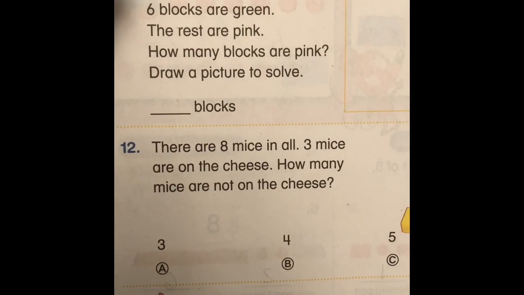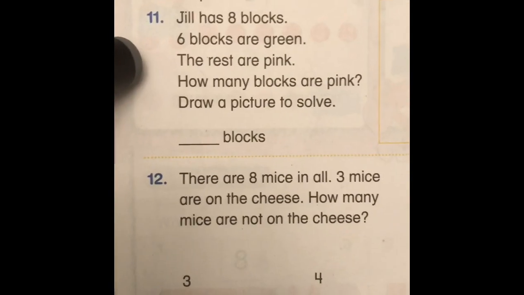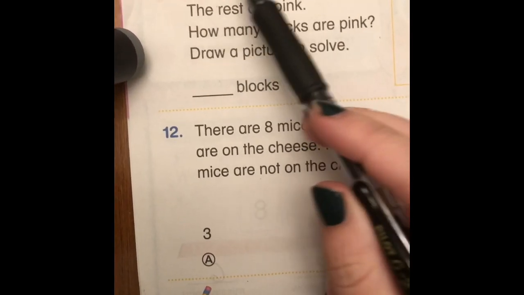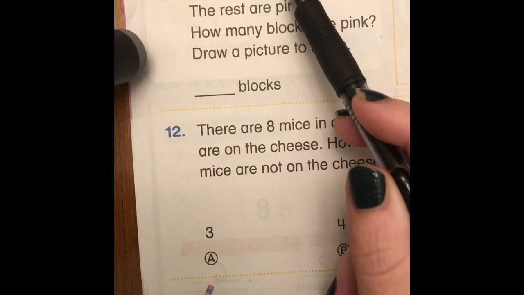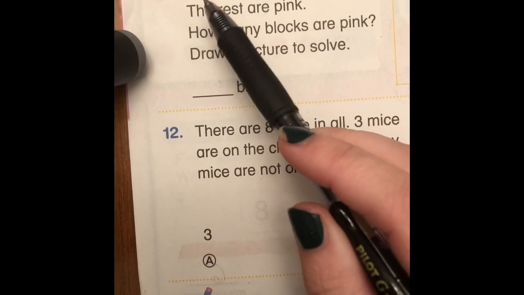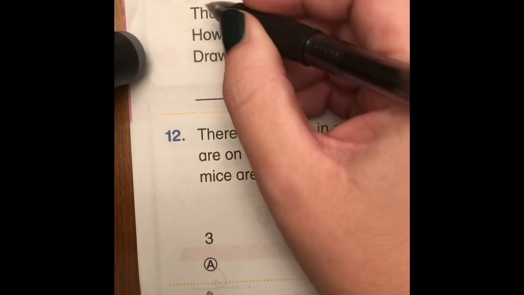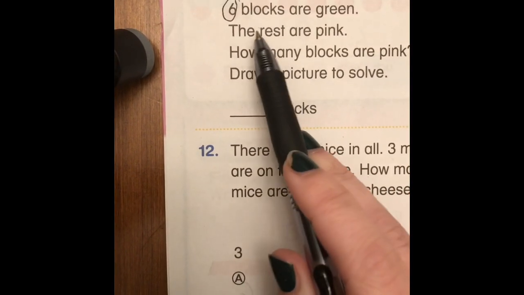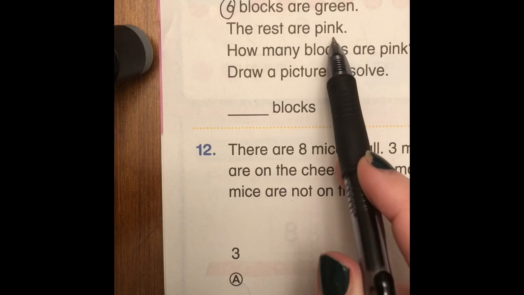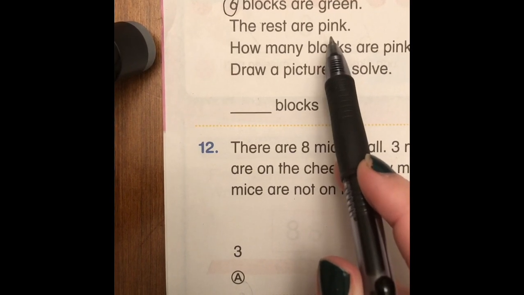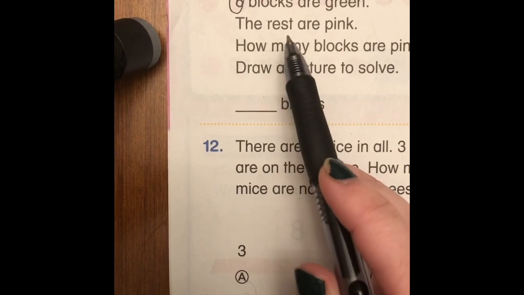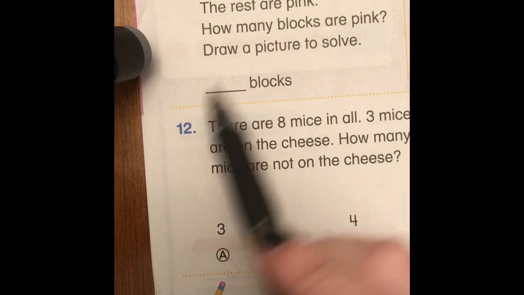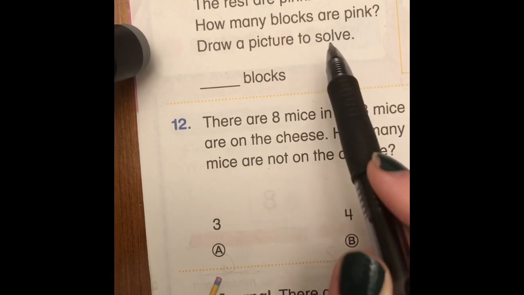Okay, friends, we have word problems. First, we have to read the problem and then understand how we're going to solve it. So Jill has 8 blocks. Okay, 6 blocks are green. I'm going to circle those numbers because they're important. Then it says the rest are pink. Well, the rest doesn't really tell us anything. That could be any number. So I'm not sure about that. How many blocks are pink? Draw a picture to solve.